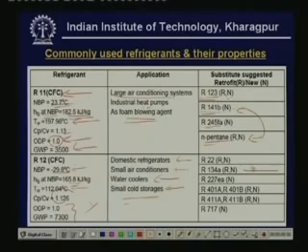The most popular replacement for this is R134A in domestic refrigerators and small water coolers, air conditioners, etc., and blends of hydrocarbons. In addition to this, the other refrigerant replacements are also shown here, like R22, 227EA, etc.